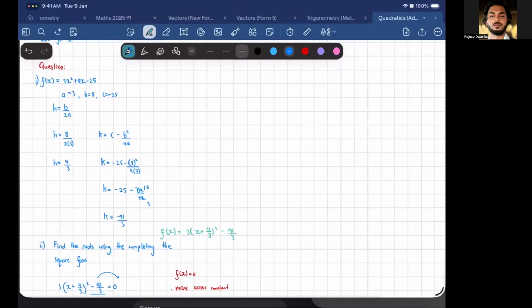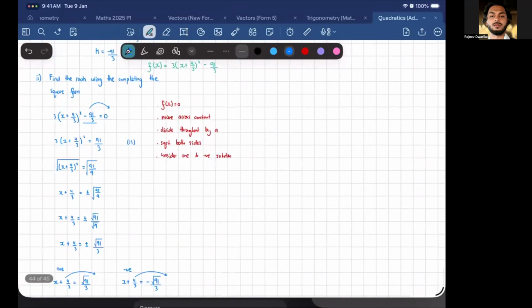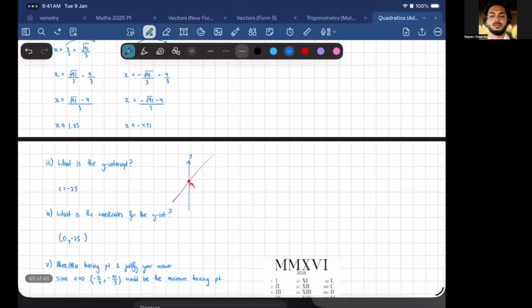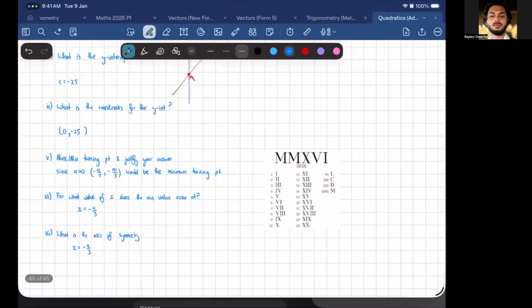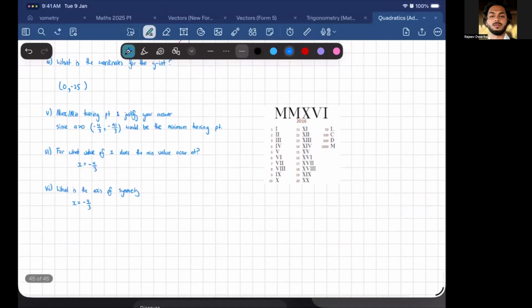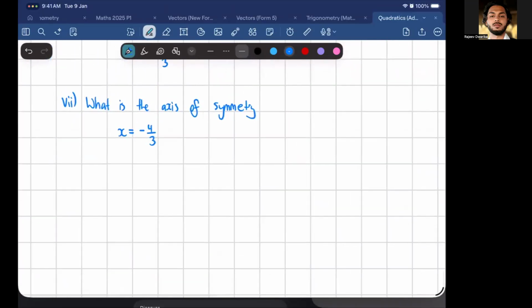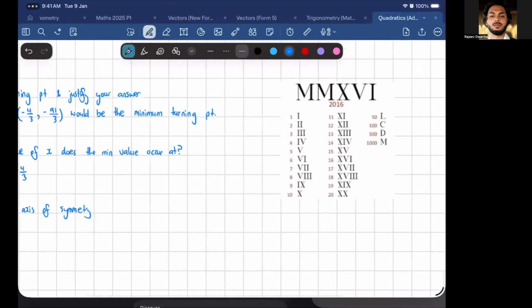They will ask you to put it in the completing the square form, that's one. They might ask you to find your roots using the completing the square form, that's two. They will ask you for the y-intercept, that's real simple. They would ask you for the coordinates of the y-intercept probably. They would ask you for the maximum or minimum turning points. They would ask you for the value at which it occurs, and they'll ask you for the axis of symmetry. And the last thing, they will ask you to do a sketch.